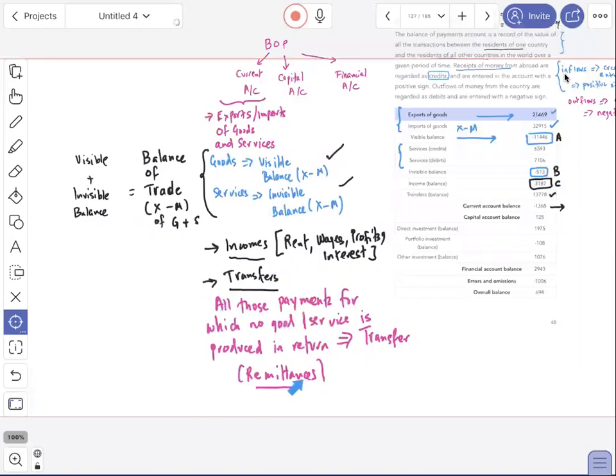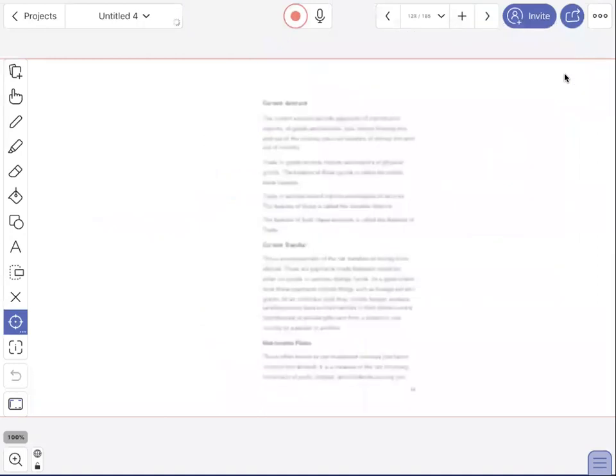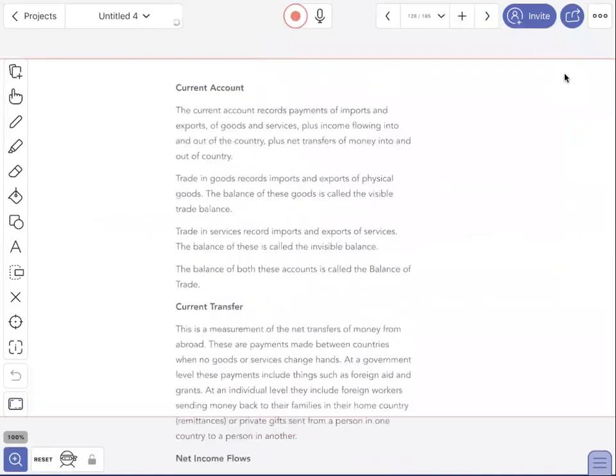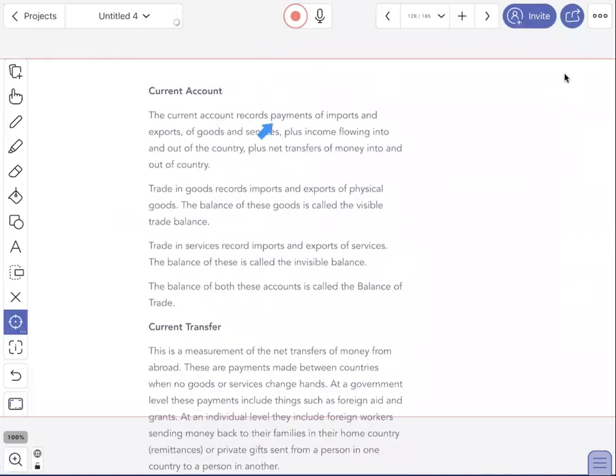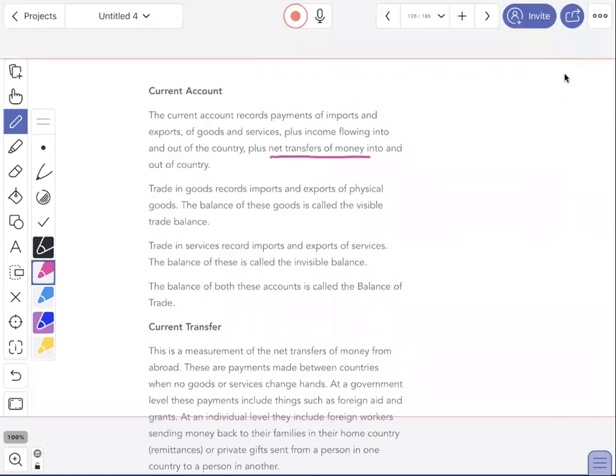That will be part of your transfer section. Okay. So, what is current account? Current account is recording all the imports and exports of goods and services, plus income flowing into and out of the country, plus net transfers into and out of the country.